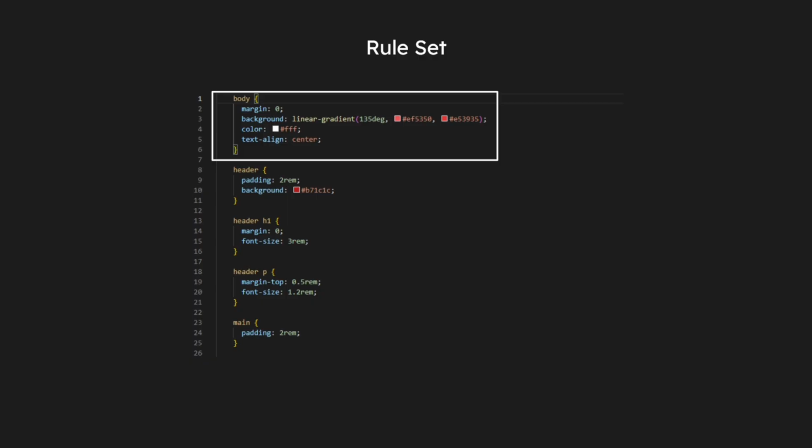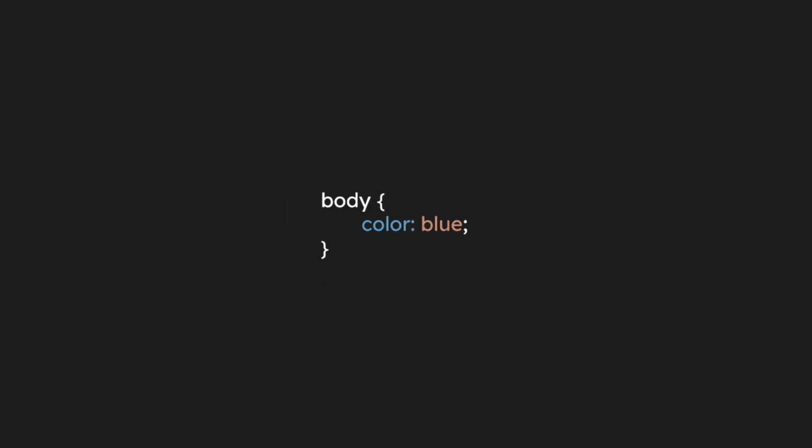Now, let's take a look at how one would write a rule set. Every rule set has at least three things. Firstly, the selector. This tells the web page which elements to apply the styles on. In this case, the entire body of the web page.